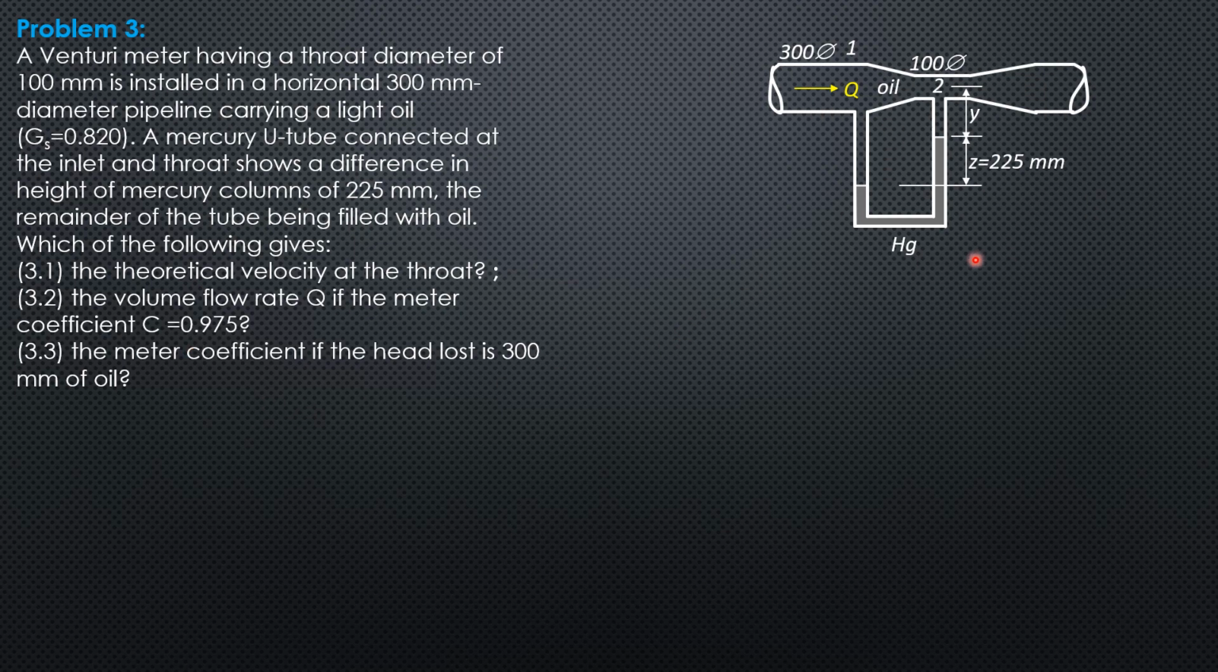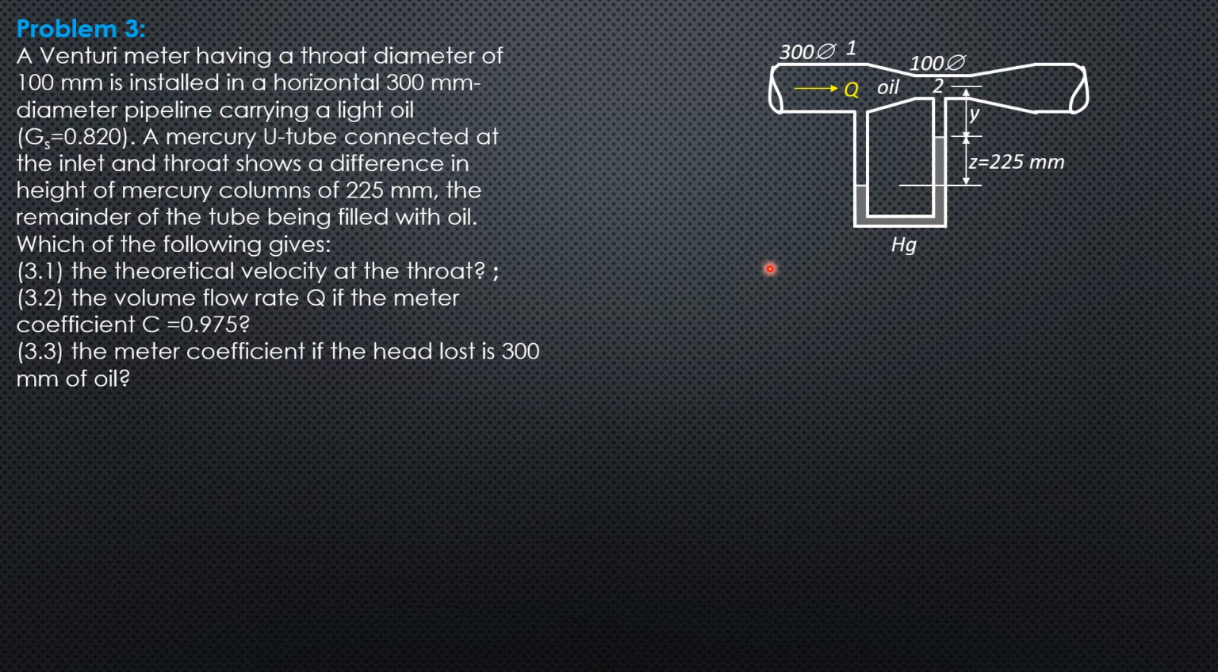So this is the situation. Of course, the bigger diameter will have greater pressure, so it pushes this mercury column. So this should be the configuration, and this is 225. I'll call it Z. The distance from this level to the throat is denoted by Y. So the inlet has a diameter of 300 mm and the throat has a diameter of 100 mm. And the flowing liquid is oil, so this is also filled with oil.